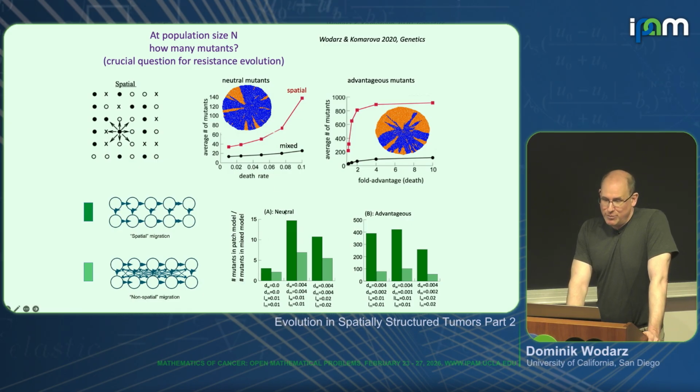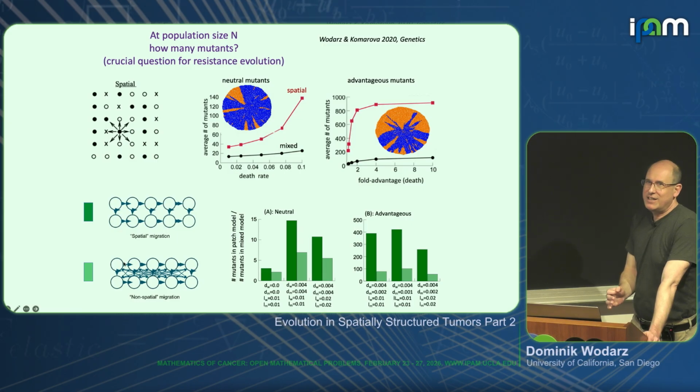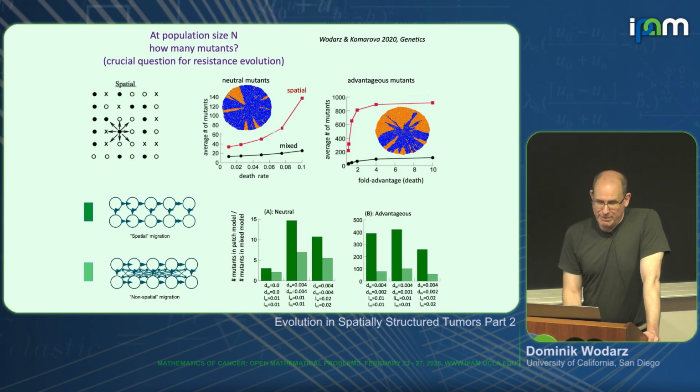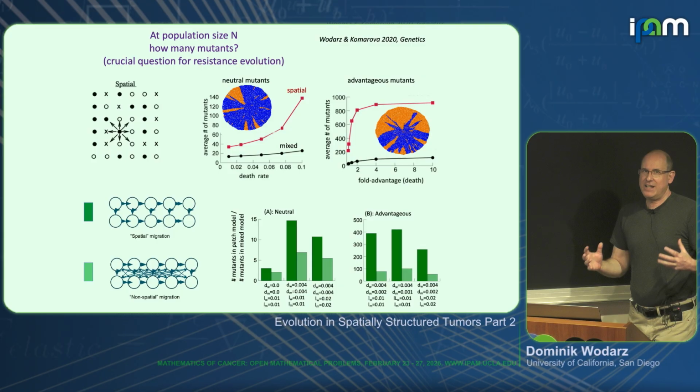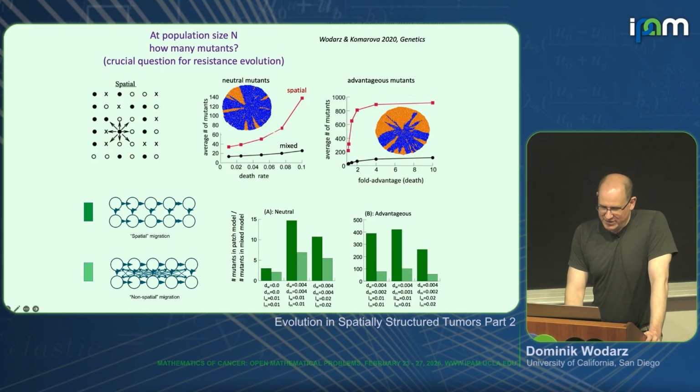That is, you have more neutral mutants and more advantageous mutants in the patch model compared to a mixed system. So here's the ratio of the mutants that you find in the patch model compared to those you find in a mixed system, and it's always greater than 1. And interestingly, it doesn't only happen if you assume nearest neighbor, so spatial migration. It also happens when you assume non-spatial migration. So we think it's not really a spatial thing as such, but a population fragmentation effect that leads to this higher number of mutants at the threshold size.